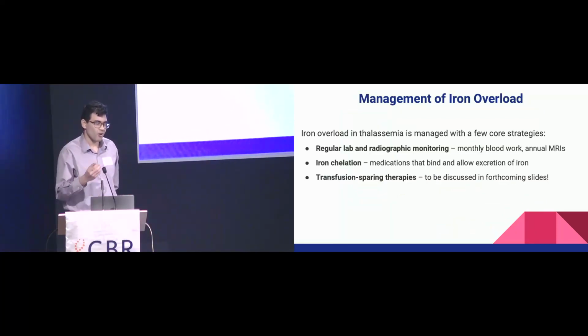Well, in addition to all the other treatments patients have to undergo for their thalassemia itself, they need regular lab and radiographic monitoring, so that's annual MRIs, that's regular blood work to monitor their iron status. They need medications to treat iron overload, either by mouth or subcutaneously. Those medications are called iron chelators. They bind and allow for the excretion of iron, either renally or through the gut. But those medications also have side effects, and so those side effects require additional monitoring, testing for audio toxicity, renal toxicity, ocular toxicities.